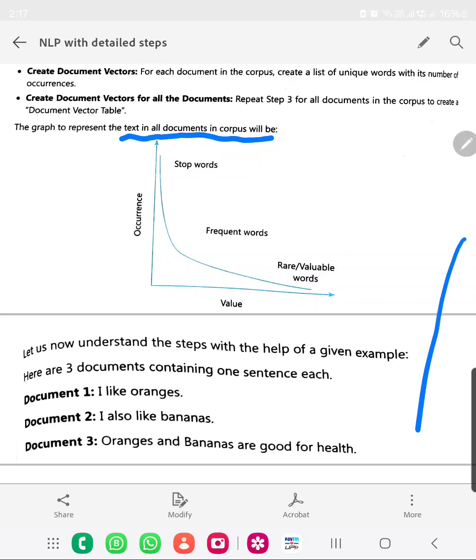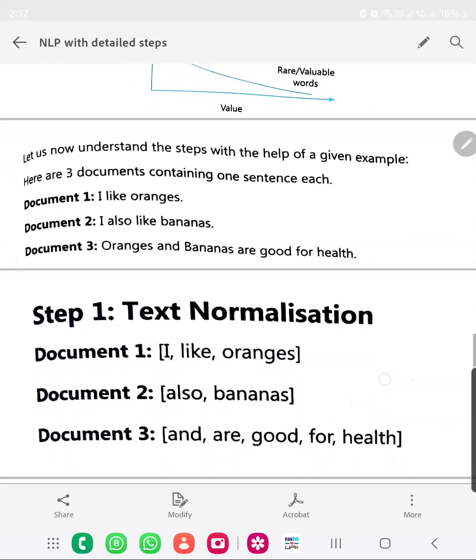Now let us understand the steps with the help of the given example. So there are 3 documents given. The first says, I like oranges. The second document says, I also like bananas. The third document says, oranges and bananas are good for health. So these are my 3 documents and their individual words.